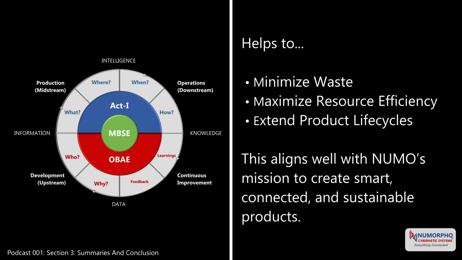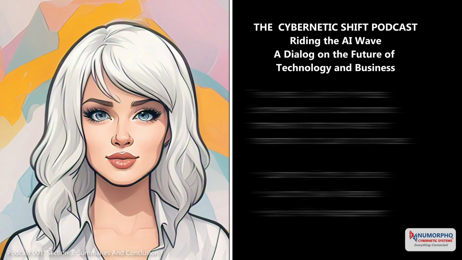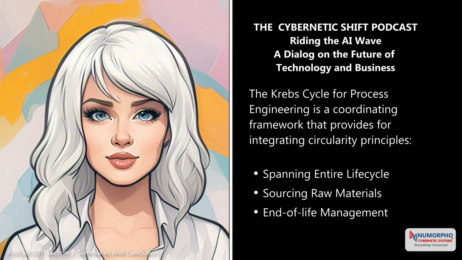To enhance the resilience and sustainability of our solutions, incorporating principles of circularity is a logical and forward-thinking step. Circularity in manufacturing and product design focuses on minimizing waste, maximizing resource efficiency, and extending product life cycles. This aligns well with Numo's mission to create smart, connected, and sustainable products. The Krebs cycle for process engineering is a coordinating framework that provides an excellent foundation for integrating circularity principles. By considering the entire life cycle of products and processes, from raw material sourcing to end-of-life management, we can identify opportunities for circular interventions at each stage.